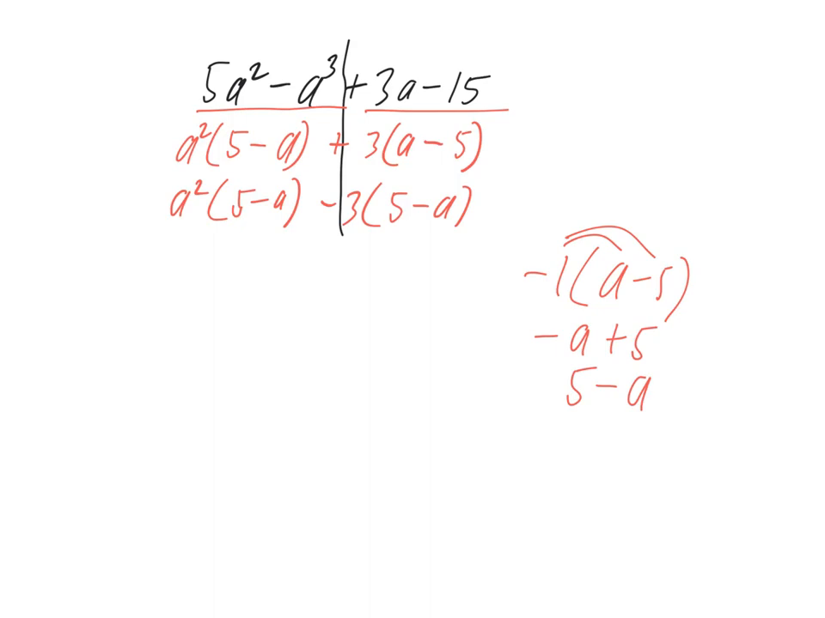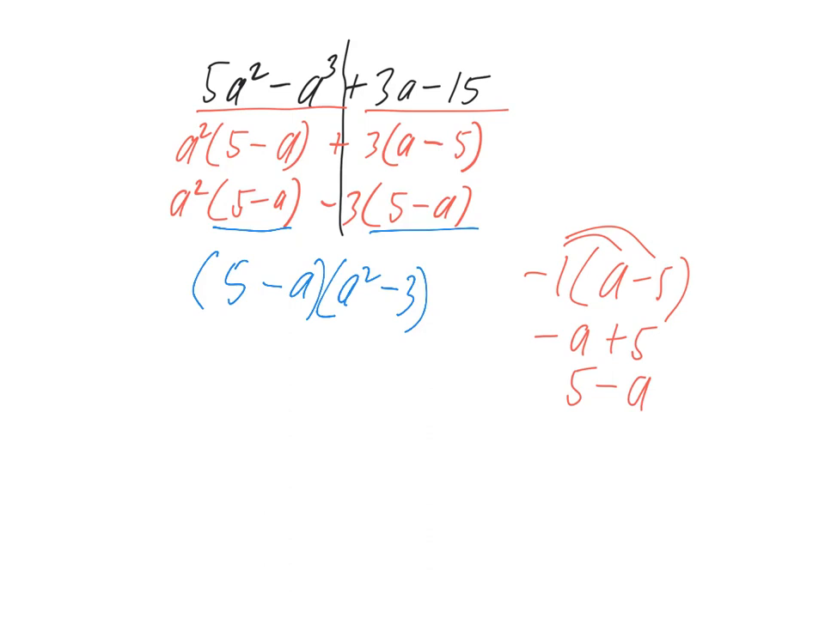Okay, so just backing up, now we've got it in a situation where we have that common factor we've been accustomed to. We factor out the 5 minus a, which is the common factor between the two. On the left, we're left with an a squared. On the right, we're left with a -3. And that is our final answer.